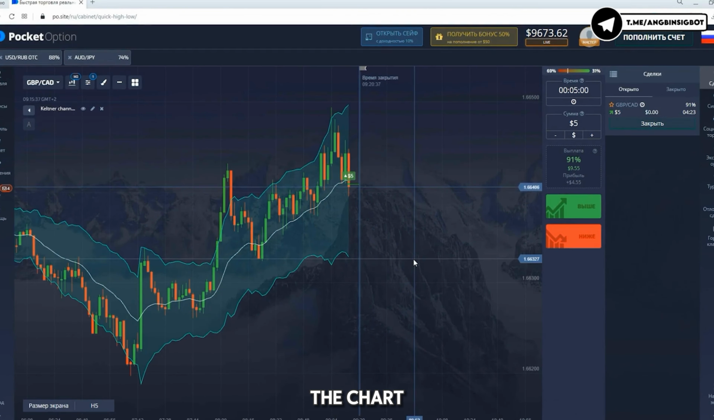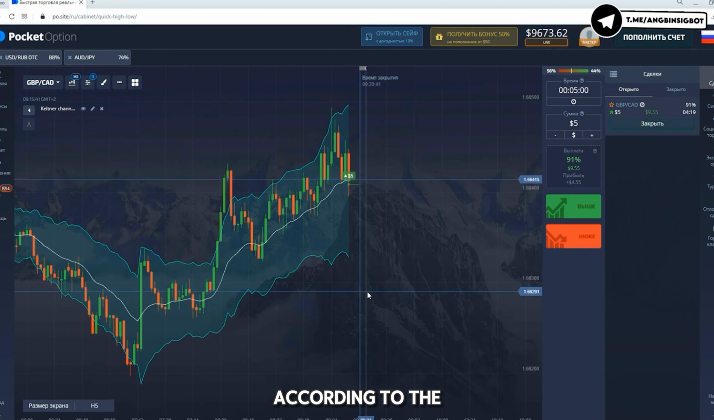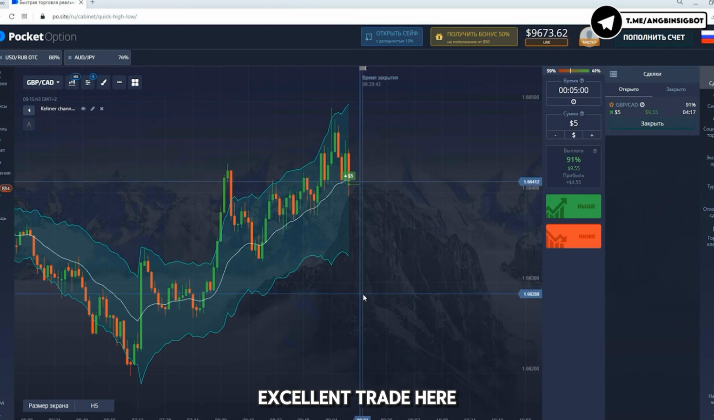Pay attention to the chart. The last few hours have shown a stable upward movement. Everything is great according to the trend. I think there will be an excellent trade here.